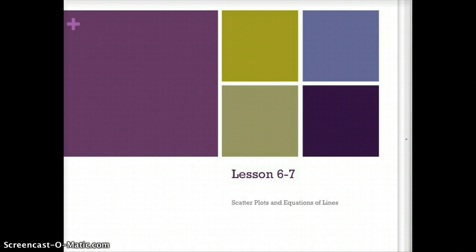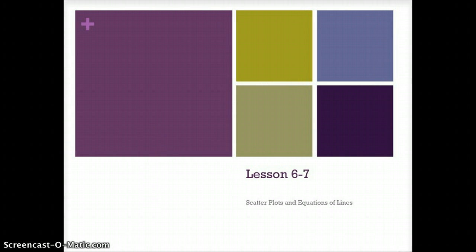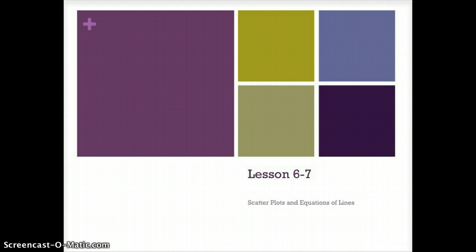All right, today we're going to be doing lesson 6.7, scatter plots and equations of lines. And I want you to go ahead and have a graph notebook out, because you're definitely going to need a graphing calculator for most of this. And you will need graphing by hand for some of it too. So the graph notebook and the graphing calculator, both please.